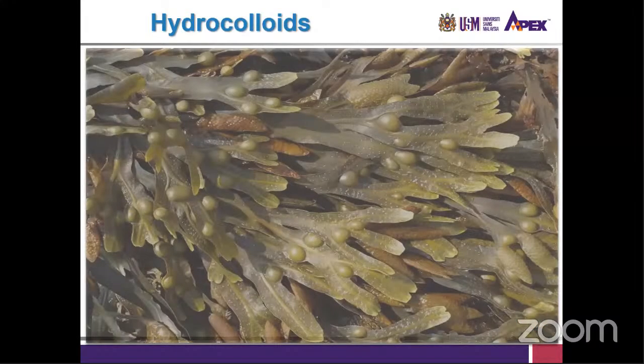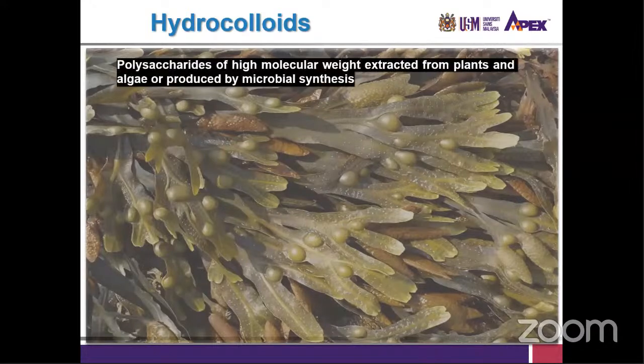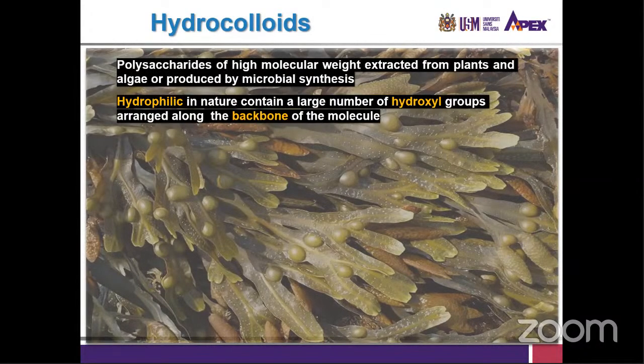Okay, so today I would like to share with you just two examples of the polysaccharides that we use, also known as hydrocolloids. So what are hydrocolloids actually? They are polysaccharides of high molecular weight extracted from plants or algae, or produced by microbial synthesis. These hydrocolloids are hydrophilic in nature because they contain a large number of hydroxyl groups arranged along the backbone of the molecule. We will look at it further later.